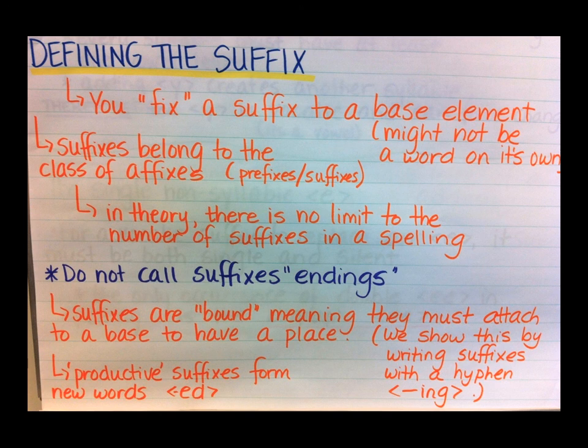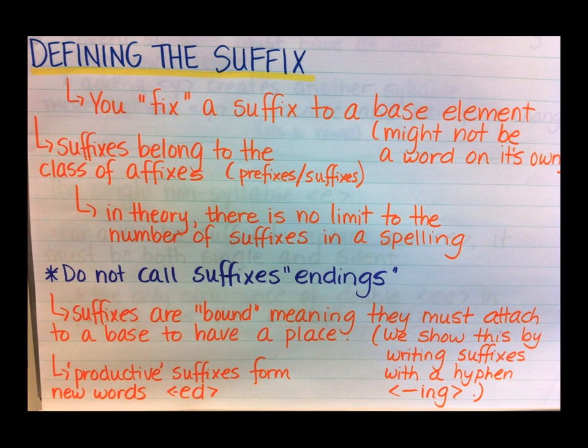In theory, there is no limit to the number of suffixes in a spelling, which is why we want to be very careful that we don't call suffixes endings, because you can have another suffix added quite often. And that's where the matrices that Melvin has created are so visually important, because you can see as you work through the matrix from left to right how you can add on different suffixes. Suffixes are bound, meaning that they must attach to a base to have a place. We show this by writing suffixes with a hyphen preceding the suffix. It indicates that something has to be attached.